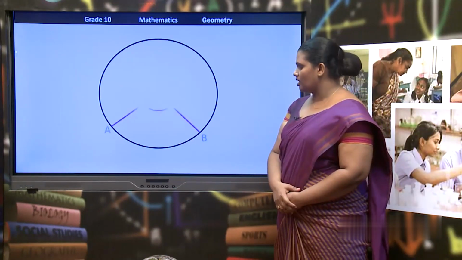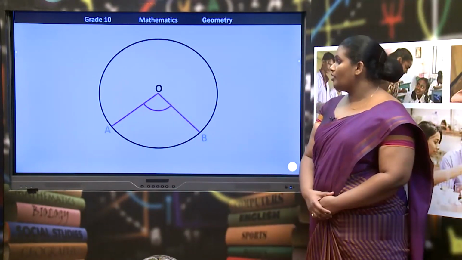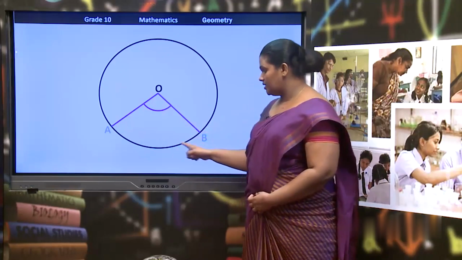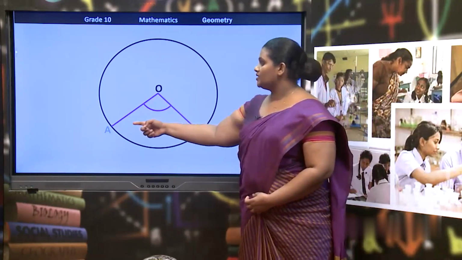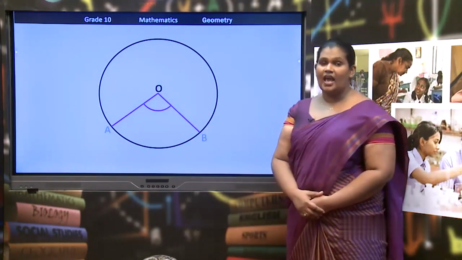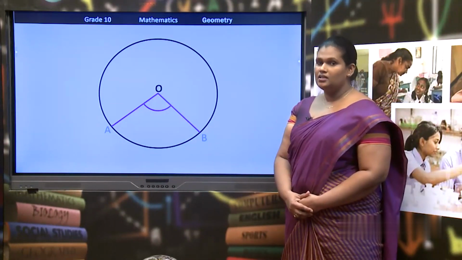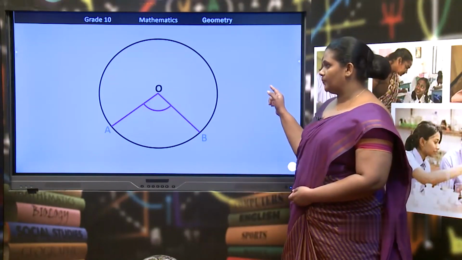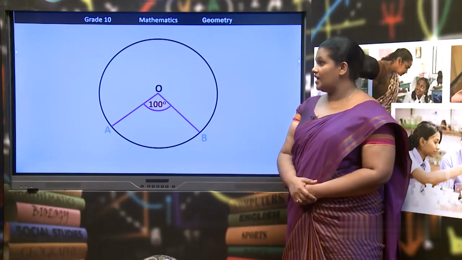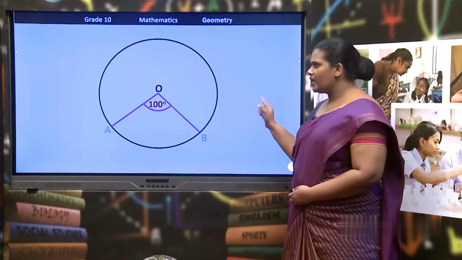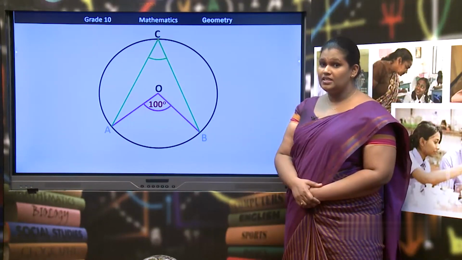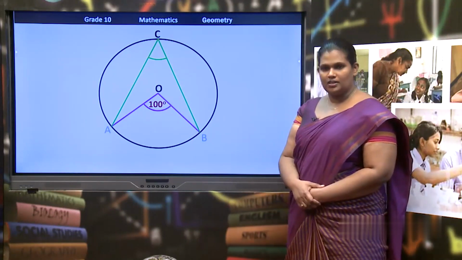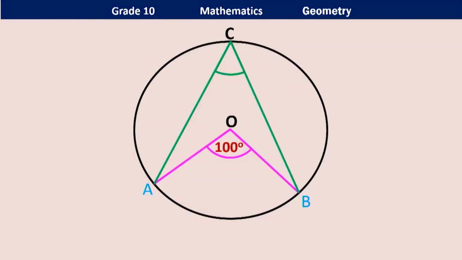Once again, I have got a circle. Now, here I have marked up an angle. This is, if I consider the minor arc AB, I can say AOB is the angle subtended by the minor arc AB at the center of the circle. Right. If I get this angle as 100 degrees, what can you say about the angle subtended at the remaining part of the circle by the same arc? What can you say about the magnitude of that angle?